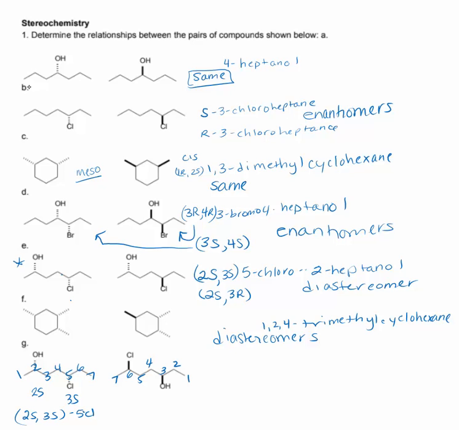5-chloro-2-heptanol. But this molecule is a 6-chloro-bromoheptanol. So these are different molecules altogether. They are not stereoisomers. They are constitutional or structural isomers.